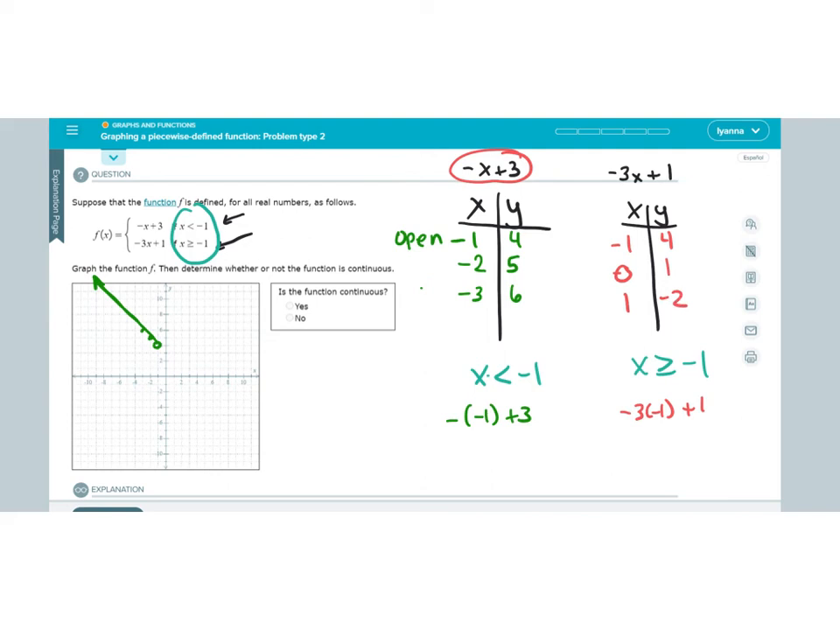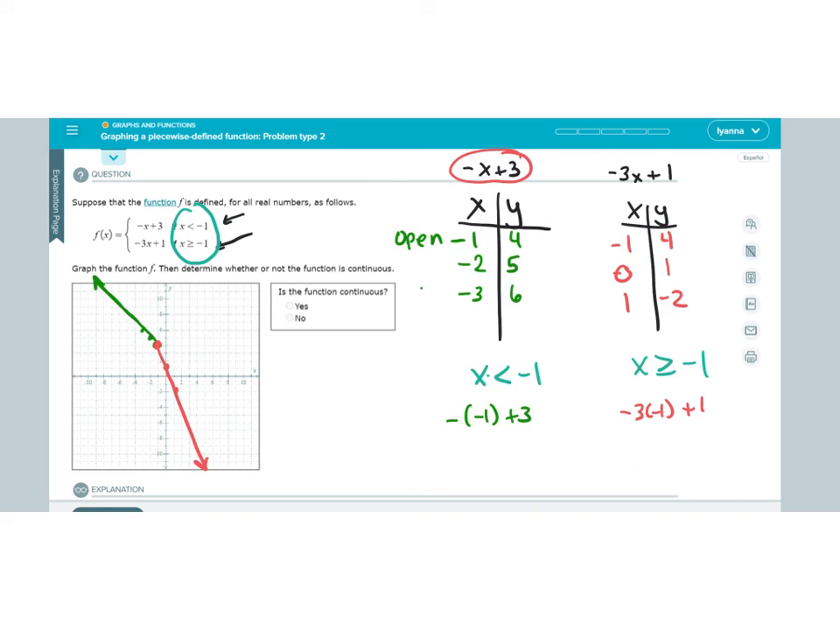So in this case, when I do the second portion, when I graph these 3 points for my new line, -1, 4 happens to match up with that open circle. That does not have to happen. 0, 1 is here. And then 1, -2 is here. So it kind of looks something like that. So there is your graph.